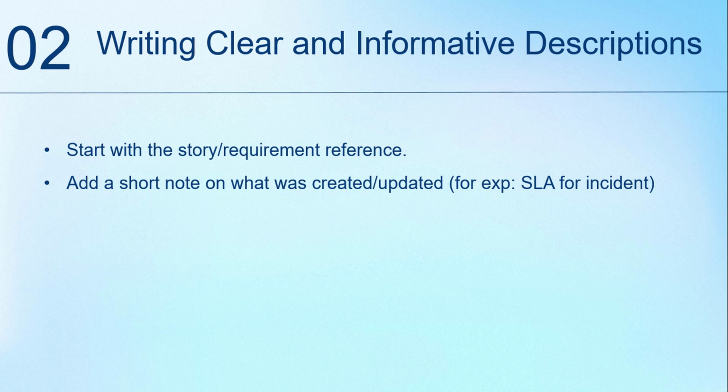Here I've written: start with the story requirement reference, or add a short note on what was created or updated. For example, SLA for incidents. Maybe they have given a long short description of 10 to 12 words, but you don't have to put all of them in the update set name. You have to put at least 2 to 3 words, extracted from the short description, which will be self-explanatory.